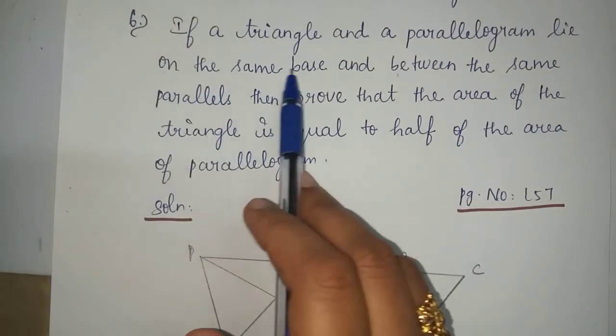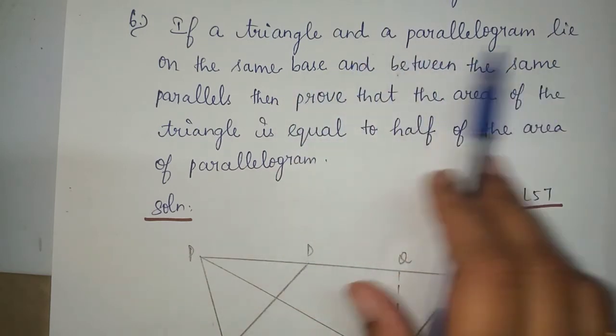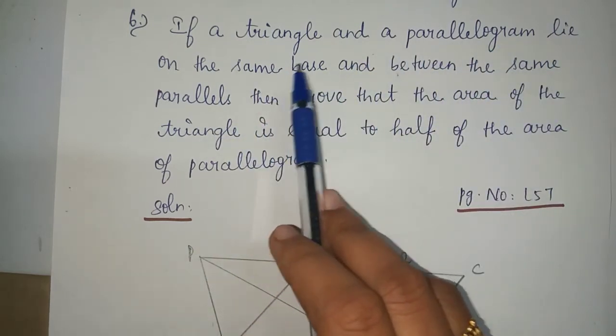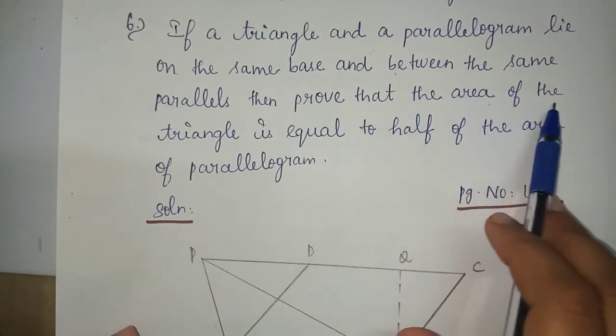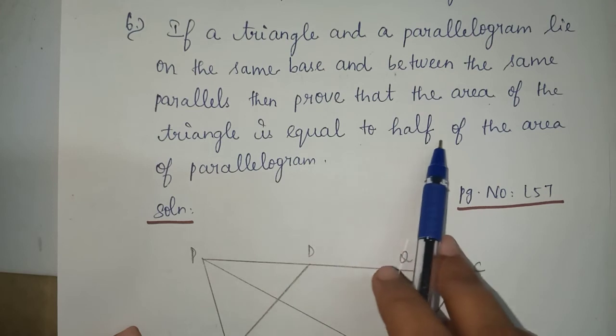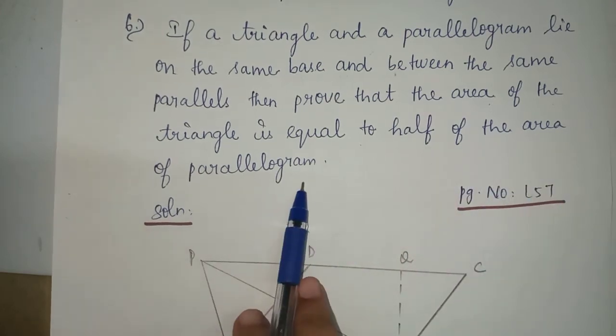Problem number 6. If a triangle and a parallelogram lie on the same base and between the same parallels, then prove that the area of a triangle is equal to half of the area of a parallelogram.